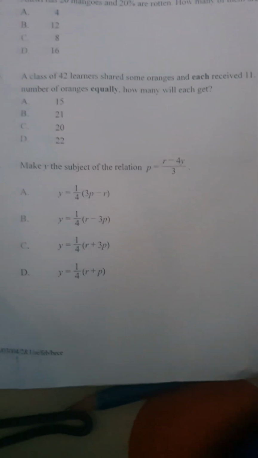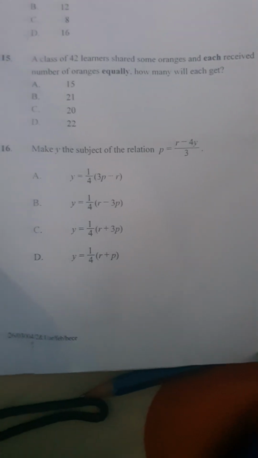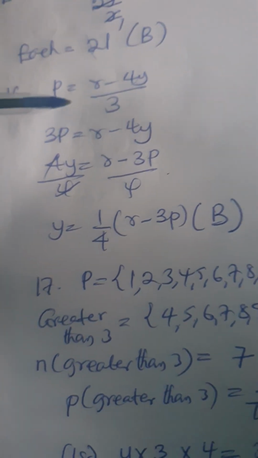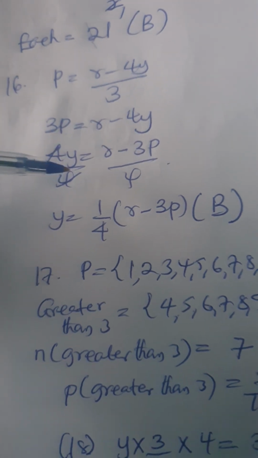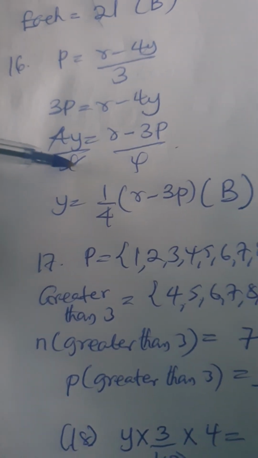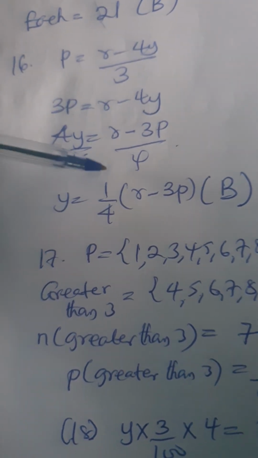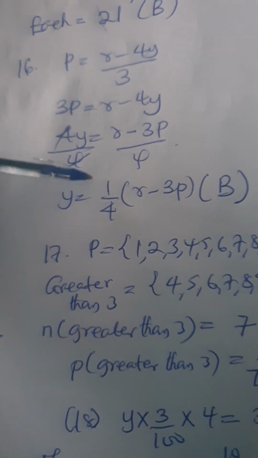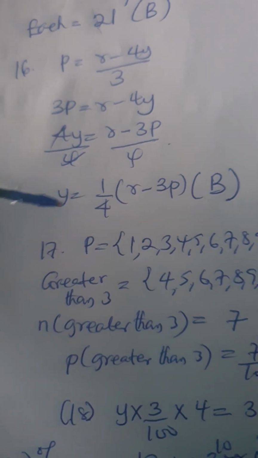Option B. Make p the subject of the relation. So multiply both sides by 3. 3 goes off at one side, and then we have 3p here. So I bring the 4p here to be 4p equals r minus 3p. Divide through by 4. And that's 1/4 (r minus 3p). Option B.